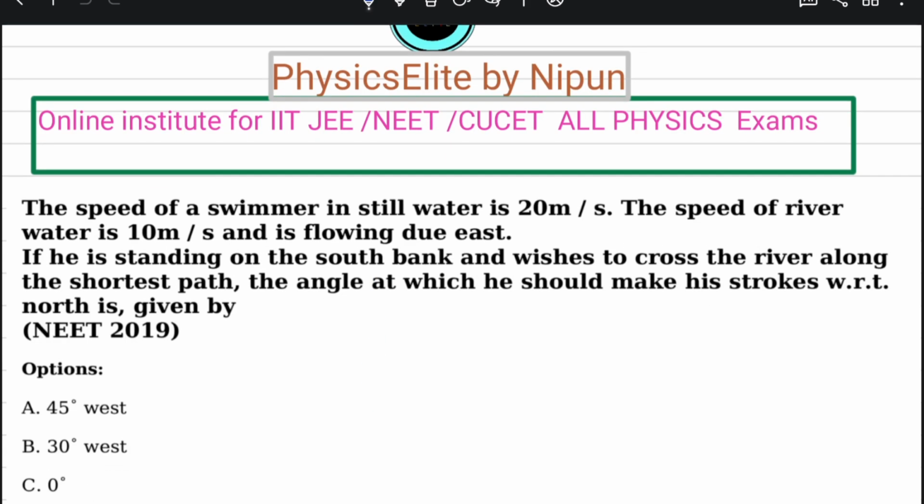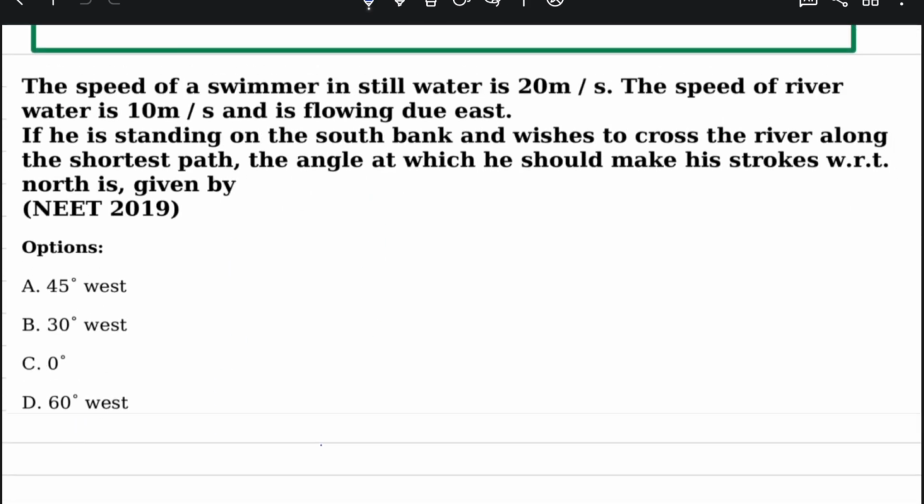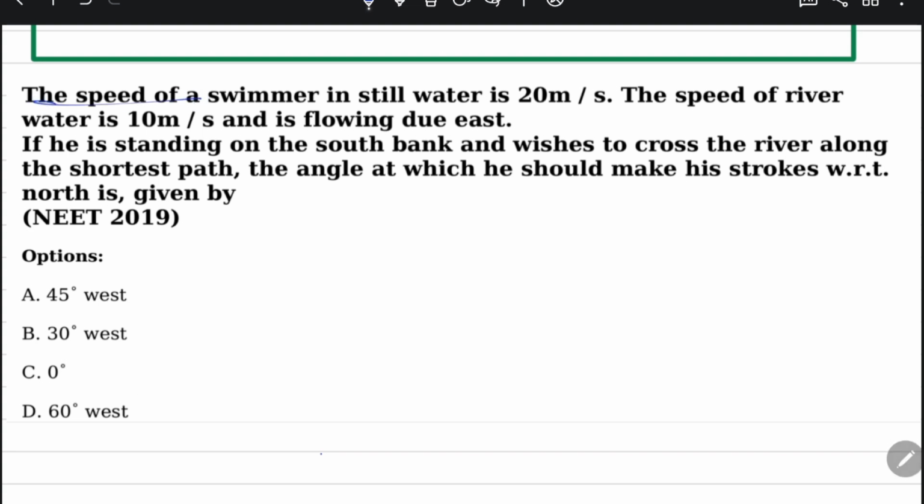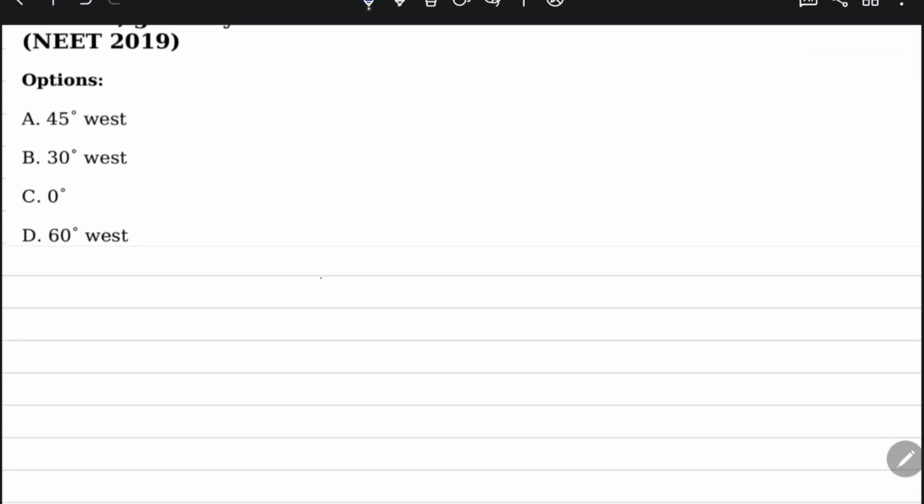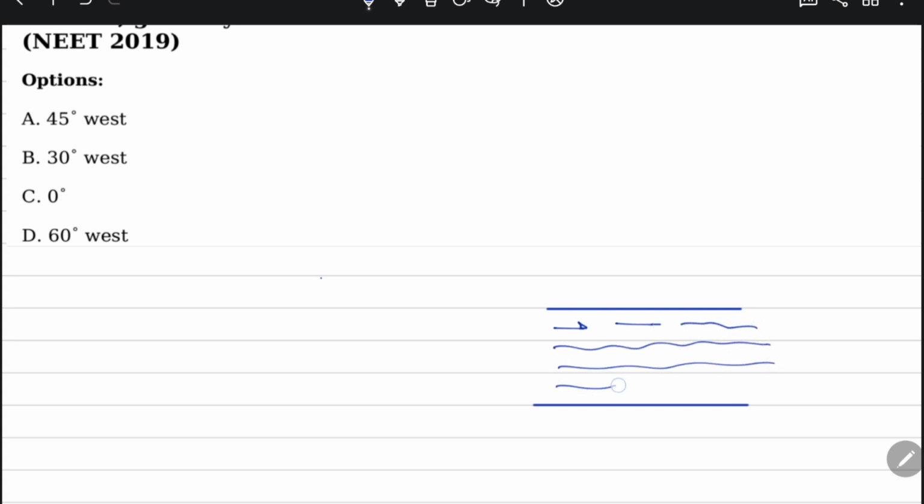And this question is from NEET 2019, right? So what this question is saying: the speed of a swimmer in still water is 20 meter per second. The speed of the river water is 10 meter per second and flows due east. So in this question, they are telling that, suppose water is flowing in the east direction, right? And the person is going to move in the shortest path, right?